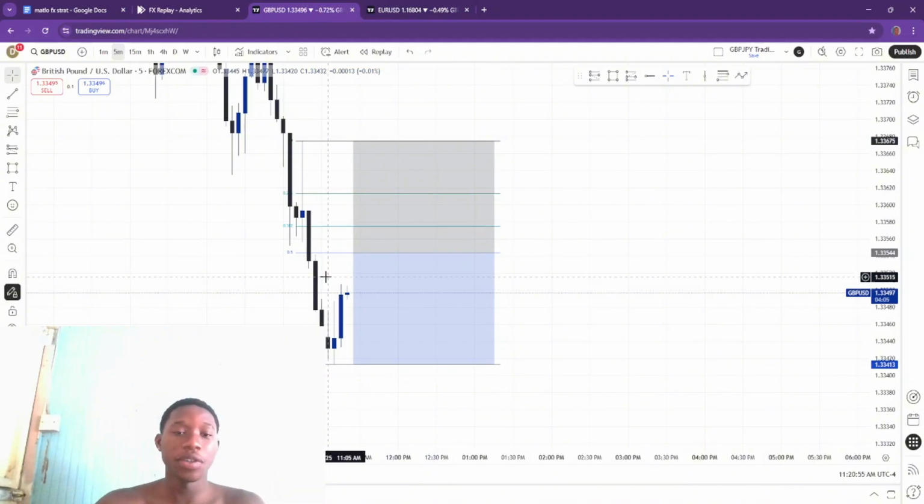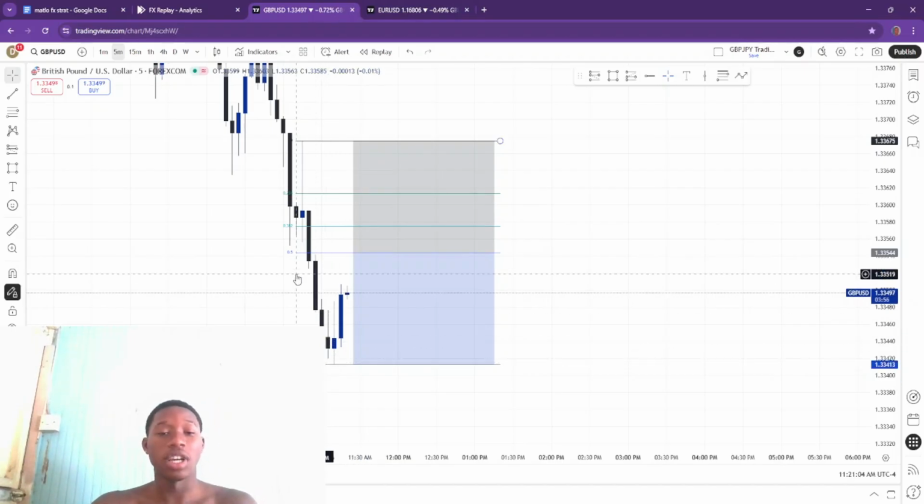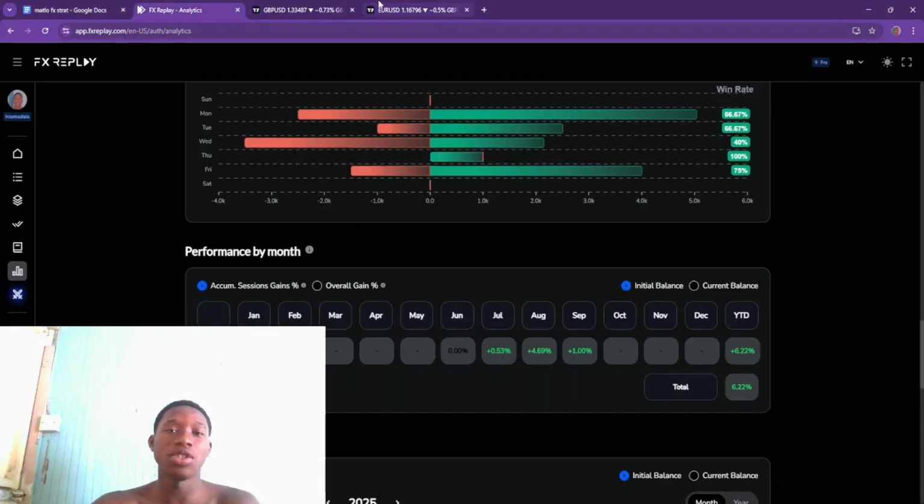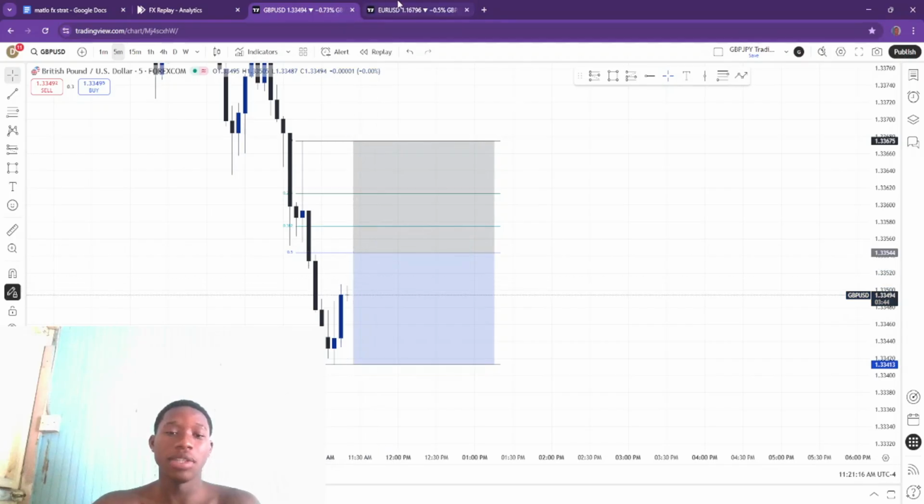Reason why we enter that trade, we see two FVGs unfilled by price when it created the swing low. And what our strategy showing us, win rate with no FVG tapped and two or more FVGs available is 70.58%. So that's a high quality trade setup. That's why we're taking it.